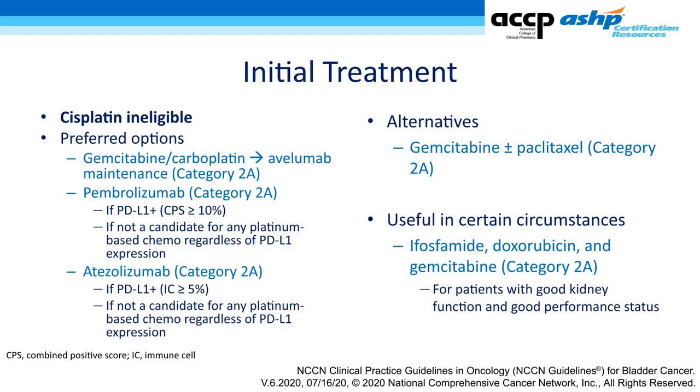But if you can handle carboplatin, generally gem carboplatin followed by avelumab maintenance would be preferred. Patients could choose to receive immunotherapy with pembro or atezolizumab only if they meet those PD-L1 thresholds that are listed there. There are some alternative regimens like gem plus paclitaxel, or gemcitabine single agent therapy. And then for patients with really good kidney function and great performance status, you could get really aggressive with ifosfamide, doxorubicin, and gemcitabine, and that's really only useful in certain circumstances.